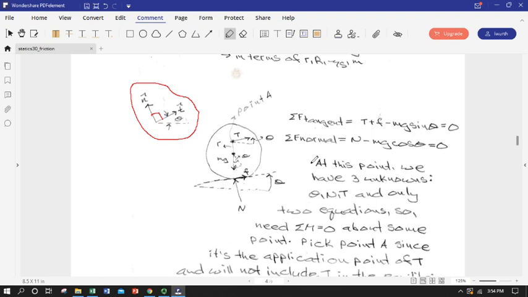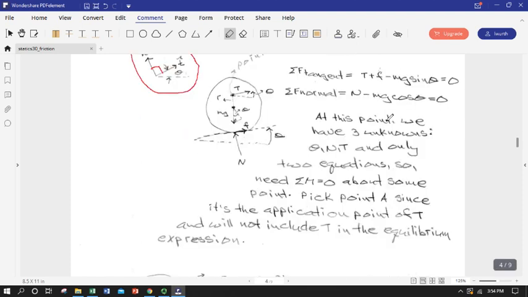Okay, so how many unknowns do we have in these two? We have theta, T, N, and F basically, and only two equations. I should have added F to that. And so we're definitely going to need a moment equation. Actually, we have 4 unknowns. I should say 4.